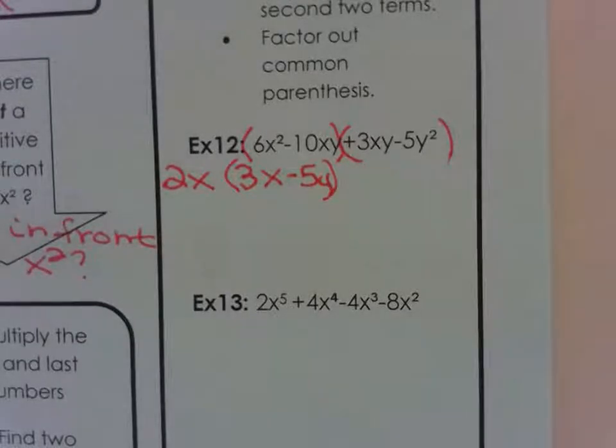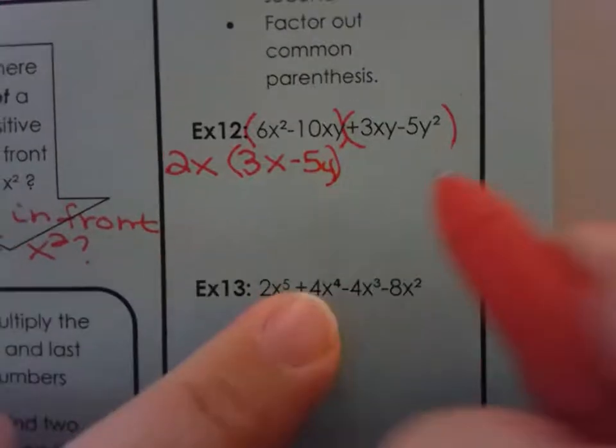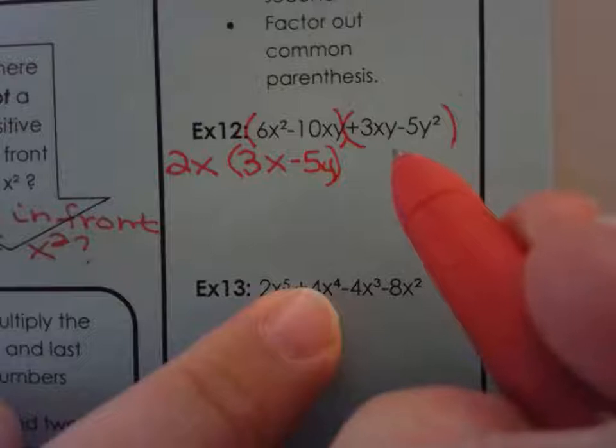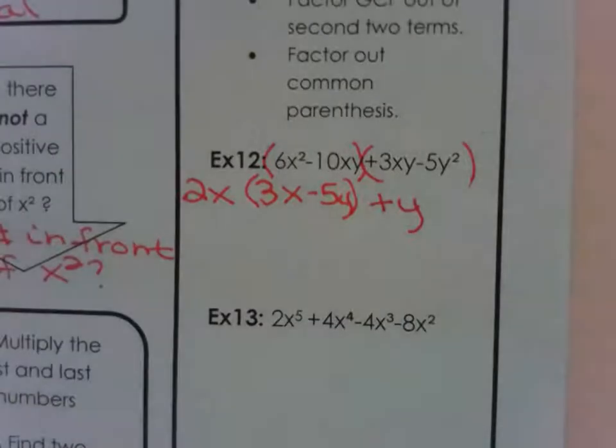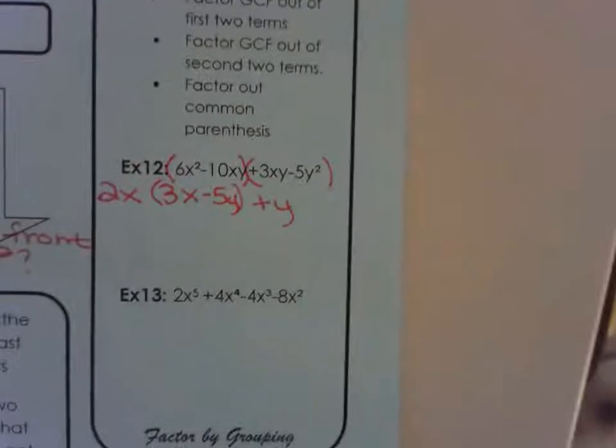Okay, second one. 3xy minus 5y squared plus y. GCF? Yep, we can take out a y. 3 and 5 don't share anything, and they don't have an x, they only share a y, and the lowest exponent is y to the first. So that's just going to be a y.